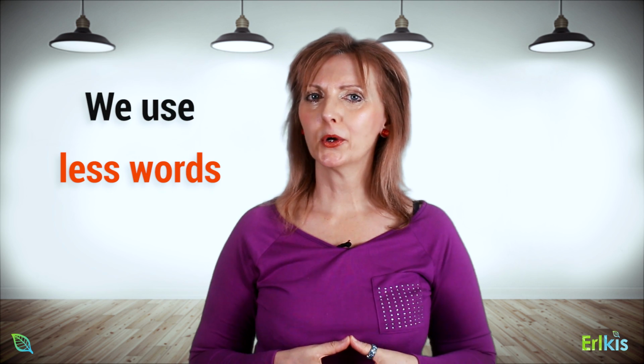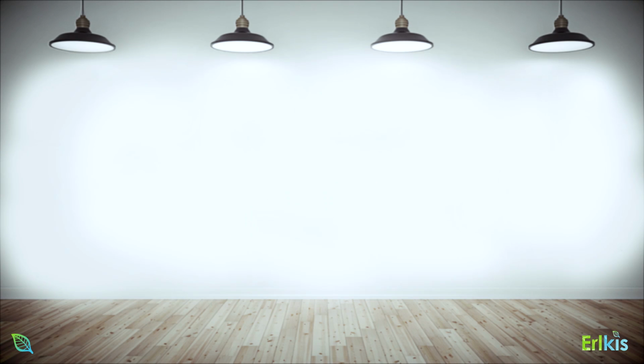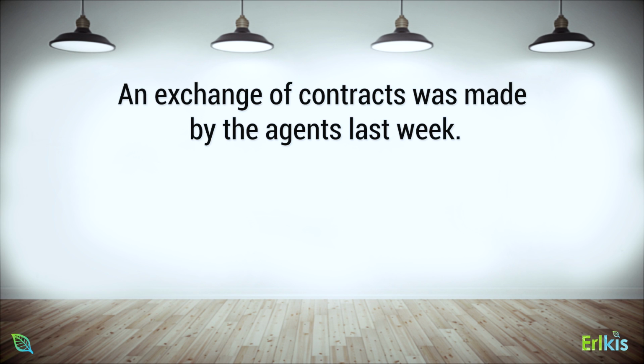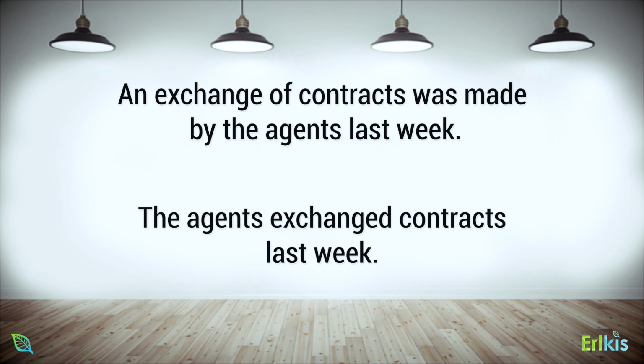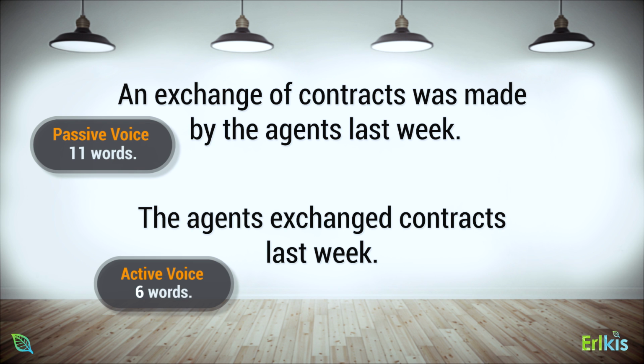Let's look at the second reason. Number 2. We use less words in the active. Let's look again at the previous examples, starting with the passive. An exchange of contracts was made by the agents last week. And the active. The agents exchanged contracts last week. The passive sentence has 11 words. However, our active sentence only has 6. That's a saving of 5 words.